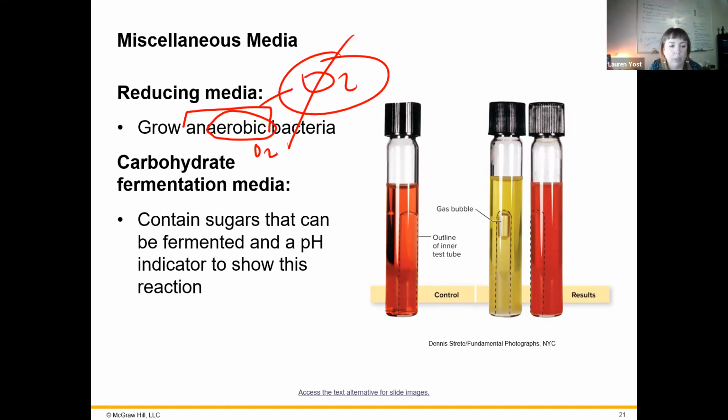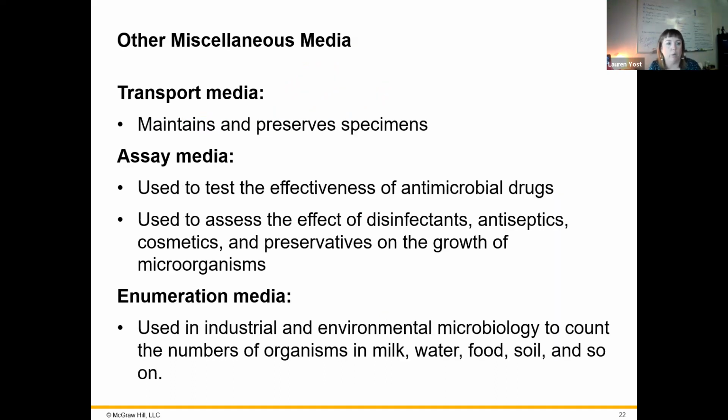Now we have carbohydrate fermentation media. That's just media that we use to see if certain organisms can metabolize and ferment, truly ferment, specific carbohydrates. Okay, transport media, exactly what it sounds like. It's made to help with transport. Assay media, specific media that are made for specific assays, like diagnostic assays or something. So they're designed for those assays.